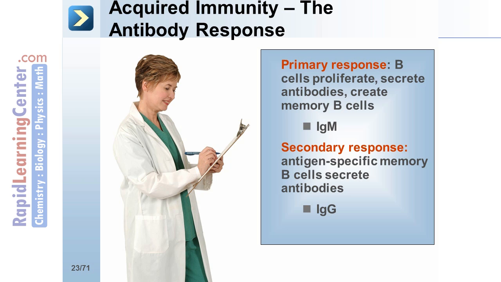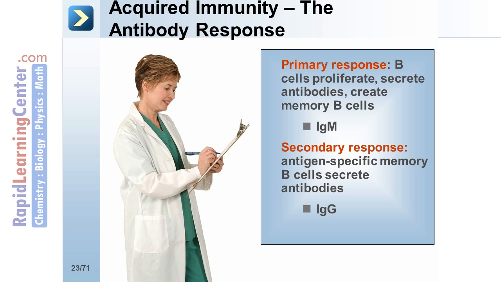This is a direct result of the production of memory B cells, which are present in greater numbers than the originating B cells and can rapidly secrete antibodies when they come in contact with the appropriate antigen. Memory B cells can live in the body for decades, allowing the body to remember prior exposure to antigens for a long time.